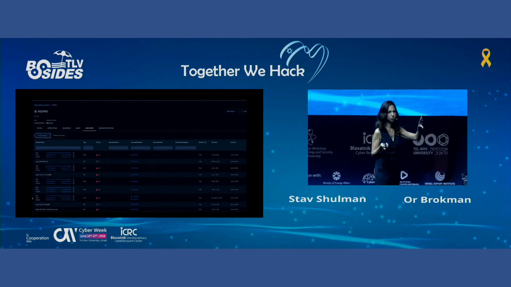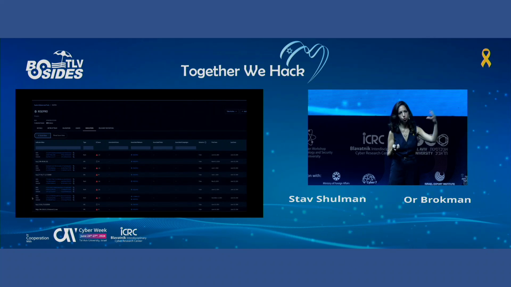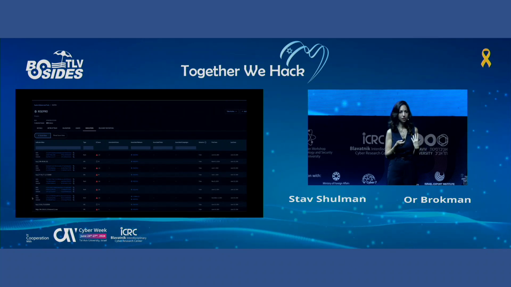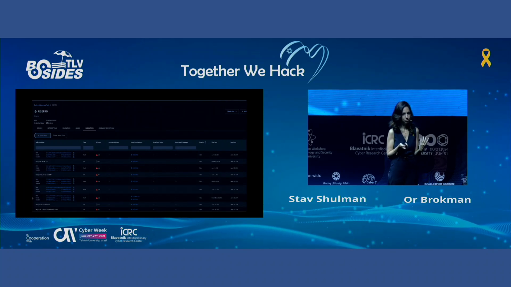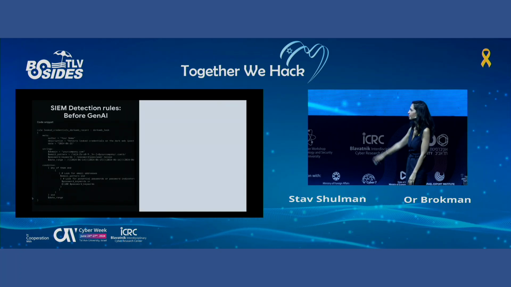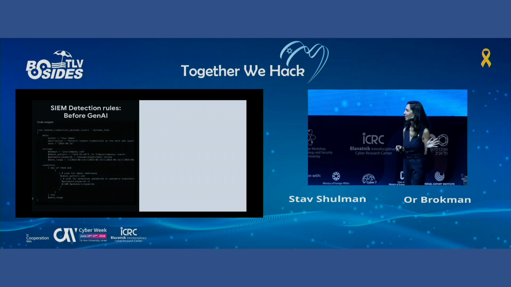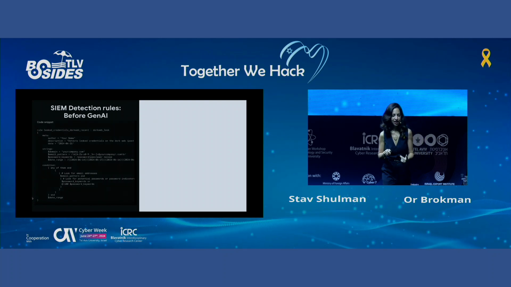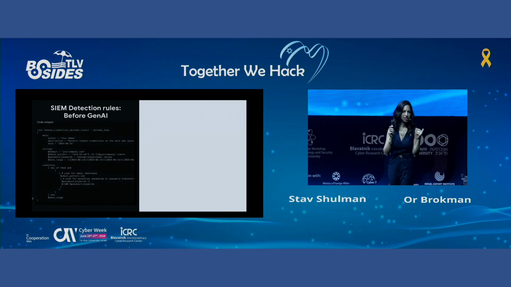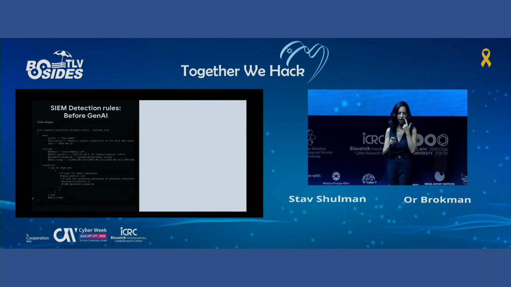So this is pretty cool, but now I need this data to reach my SIEM in order to create detection rules for it and an alert. So how do we do that? On the left is how we used to do that, right? Writing complex detection rules in specific languages, this is YARA-L.